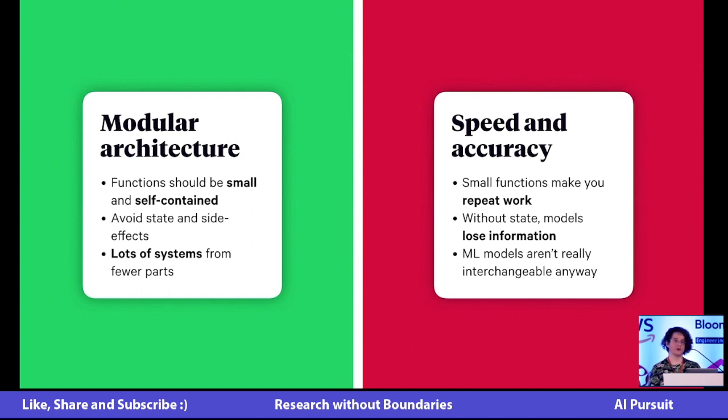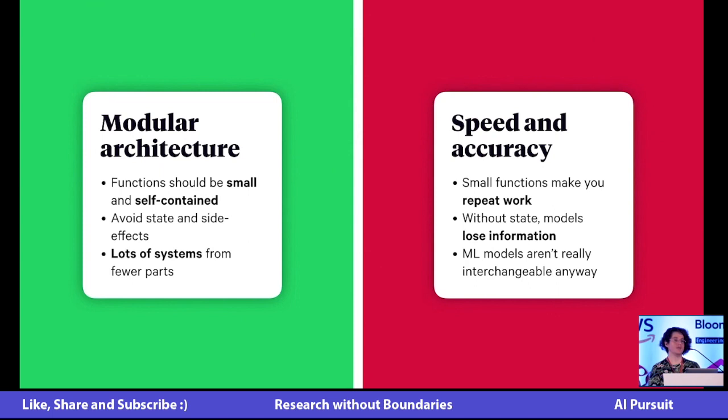If we divide up our work into lots of small functions, we have to repeat lots of work a lot of the time. We can't make as many assumptions about the total computation that's running, and so we can't optimize as efficiently. Another thing is that without that state, models can lose information, and that can limit the number of features, or how we can define our models, and that can also result in less accuracy. Finally, I think that something that is unique to machine learning when we're making this sort of trade-off is that models are often not that interchangeable.